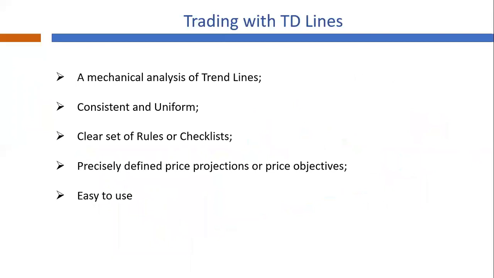The benefits of trading with the TD line method are: this method is totally mechanical and objective. It has a well-defined set of rules. The entries, targets, and stops are clearly defined. Now this can be modified or adjusted. We will see how to modify or adjust the same in subsequent parts.